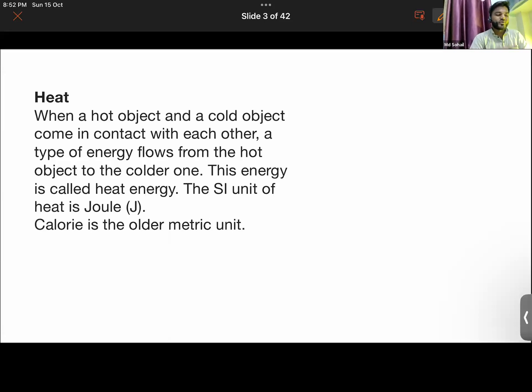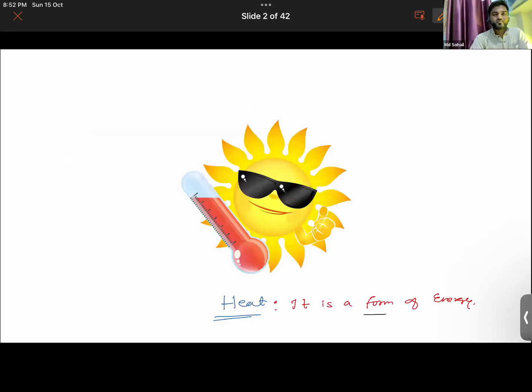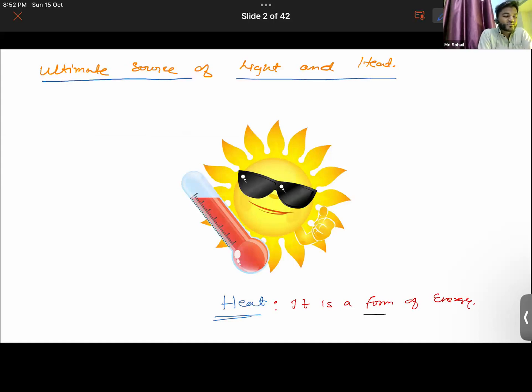So heat can be produced in different manners. And heat also comes from the sun. That is the ultimate source of light and heat on earth. If someone asks what is the ultimate source of heat and light, that is the sun. The sun's rays are warm, it feels warm. So the ultimate source of heat and light on earth is the sun. That is a natural source.